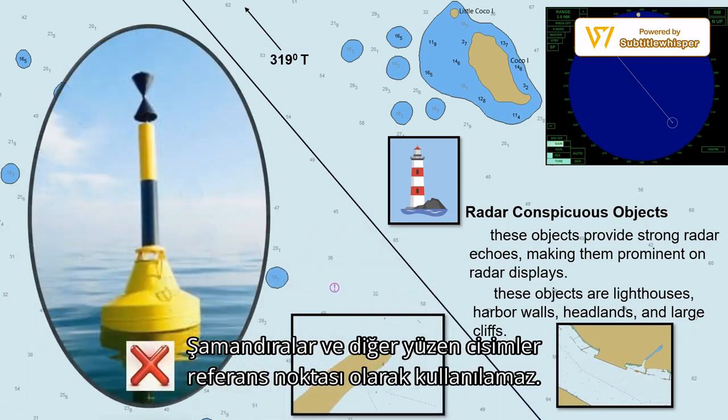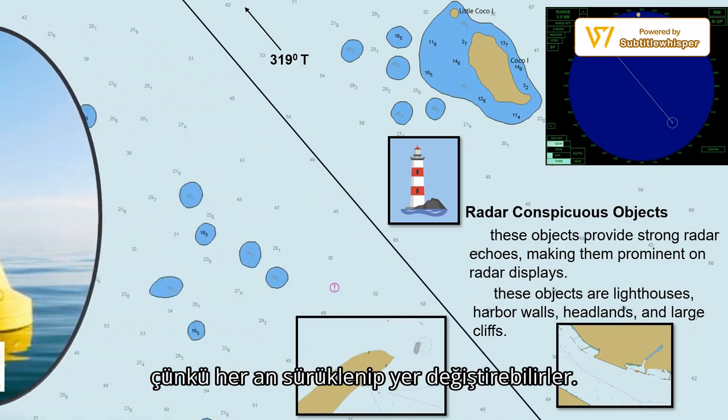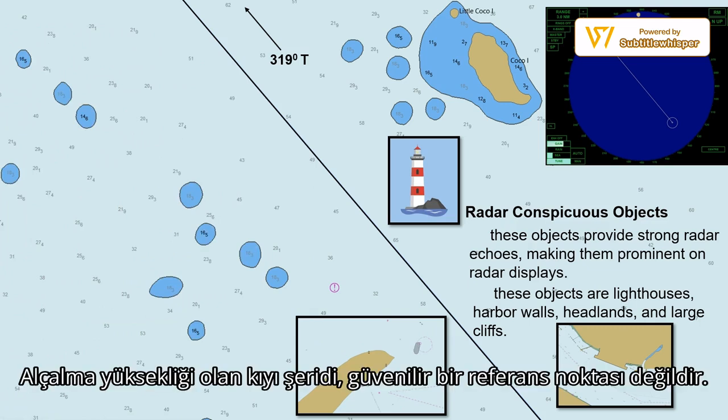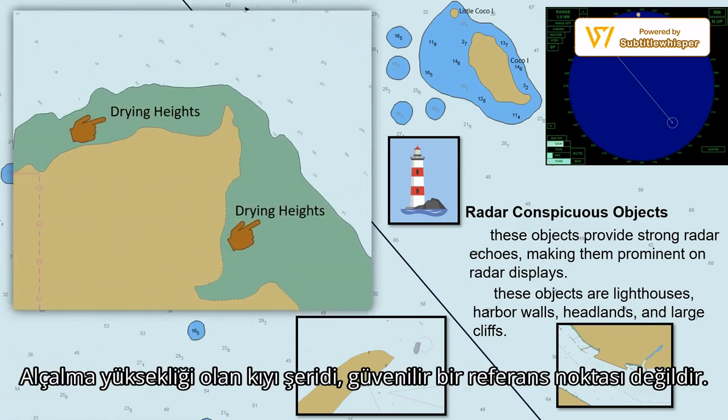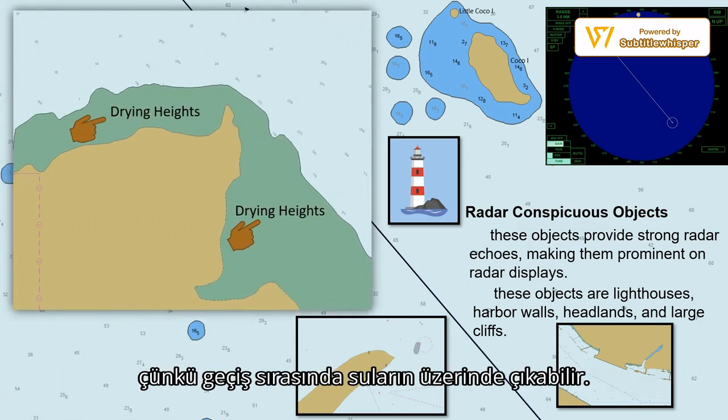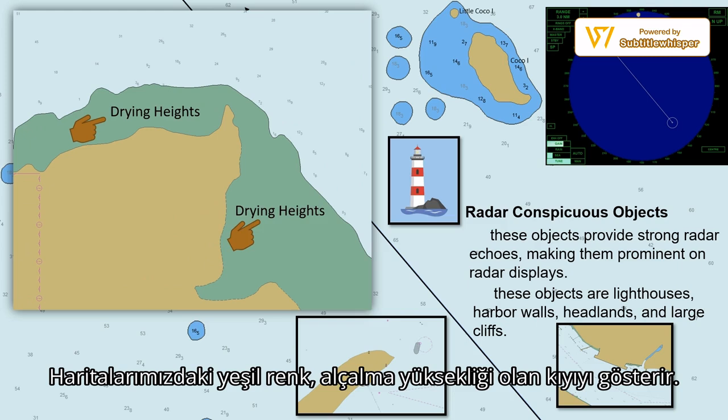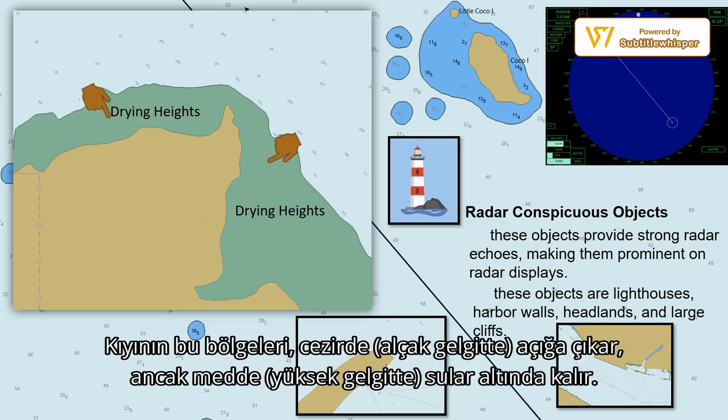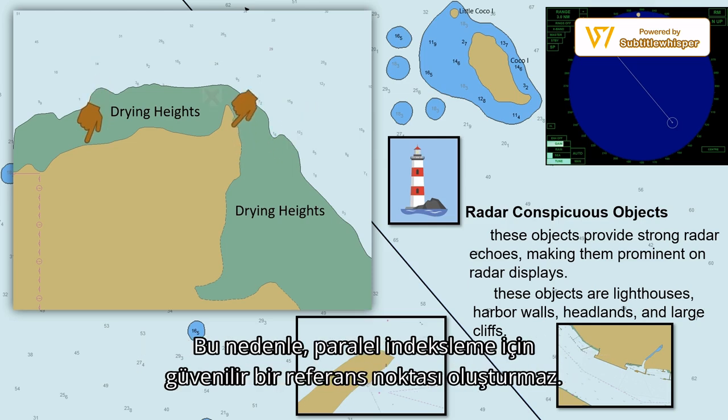Buoys and other floating objects cannot be used as reference points as they might drift away anytime. Shoreline with drying heights are not reliable as a reference point, because this might be above the water during the passage. The color green indicated in our charts is the shoreline with drying heights. These areas of the shore are exposed at low tide, but submerged at high tide, so this is not a reliable reference point for parallel indexing.